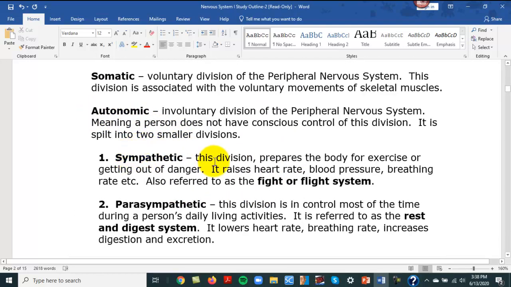But all right, there are two divisions of the autonomic. There is what's called the sympathetic. Most people have heard of this. It's the fight or flight system. It prepares the body for exercise or danger. It's designed to raise heart rate, blood pressure, and breathing rate. It decreases digestion and excretion. It dilates pupils. It's getting a person ready to exercise or get out of danger. So that's why it's called the fight or flight system.